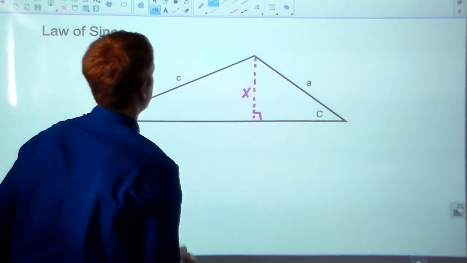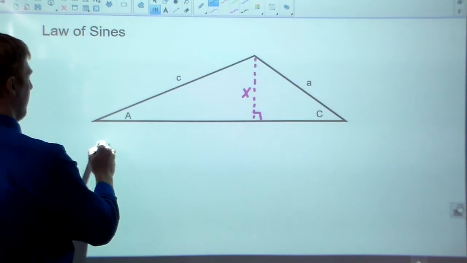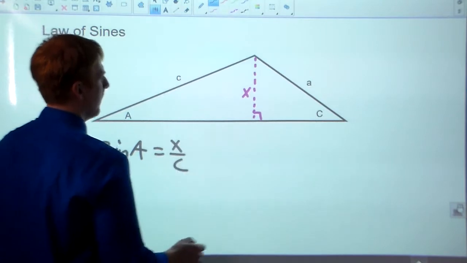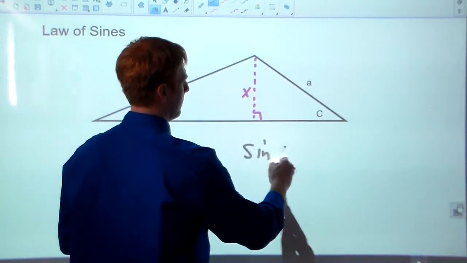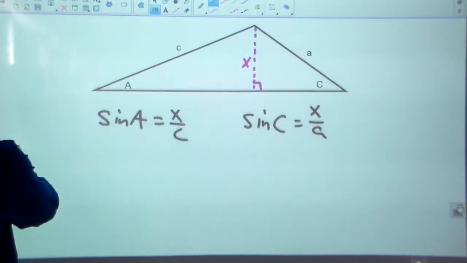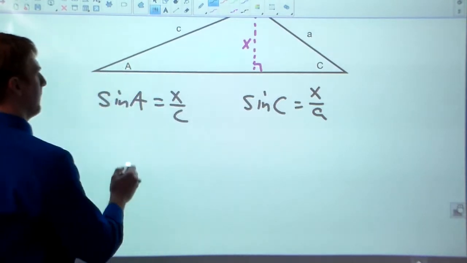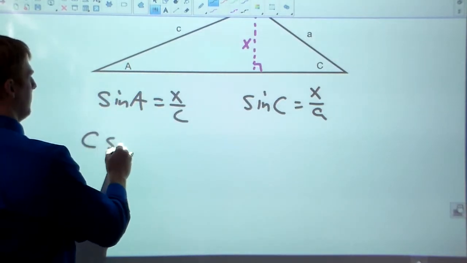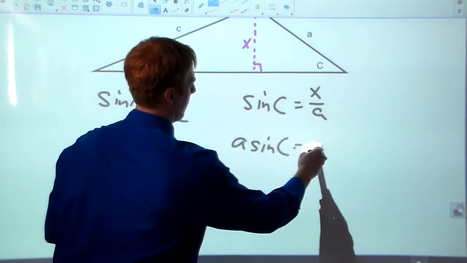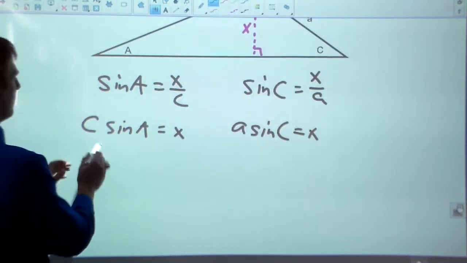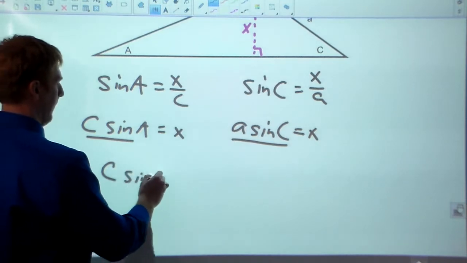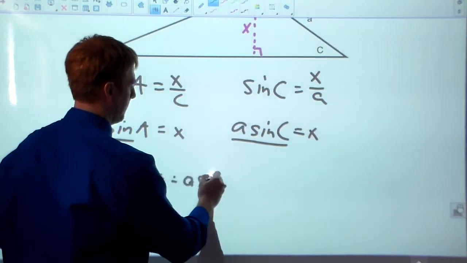So what I can do now is I can say, all right, well, sine of A is X over C. And I can also say sine of C is X over A. And then since both of those involve X, they're both kind of centered around the same line, I can solve each one of these for X. So C sine A is X, and A sine C is also X. Which means that these two pieces are equal, because they're both equal to X. So C sine A is A sine C.